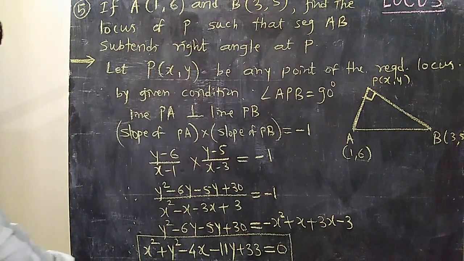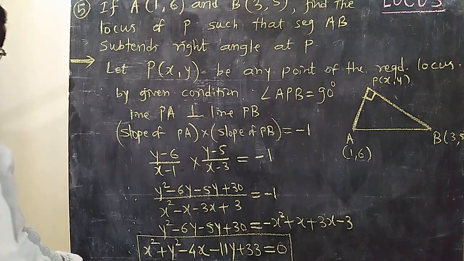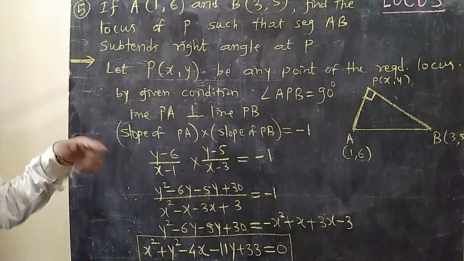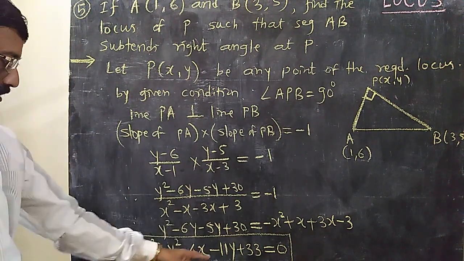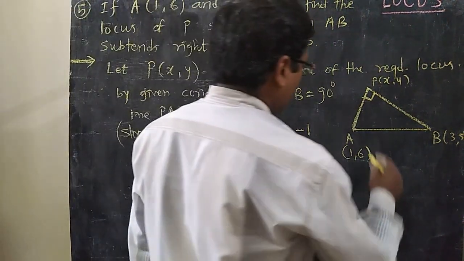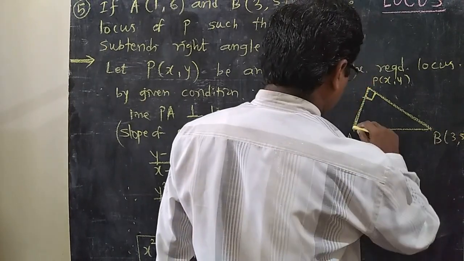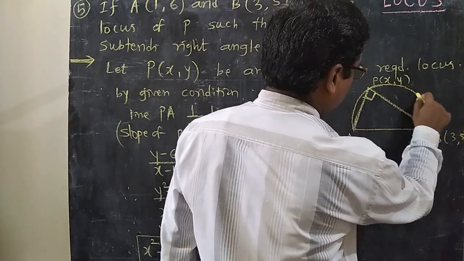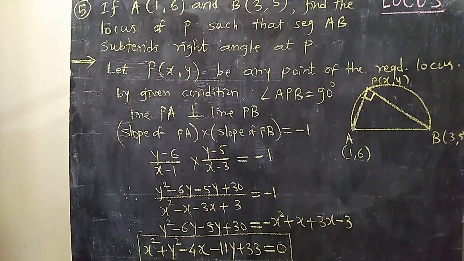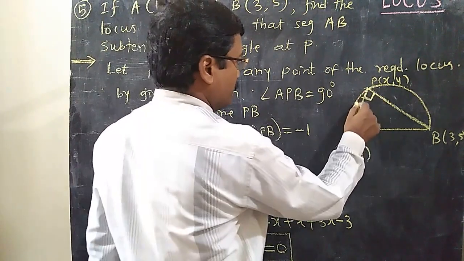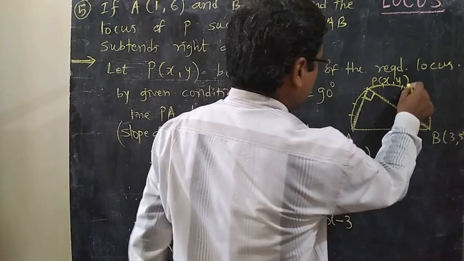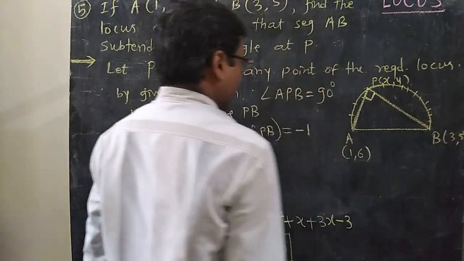Again, if you observe, this equation contains terms of x square, y square, x term, y term and constant. As in the previous example, we get the same terms, and if we get such terms, then that locus will be a circle. Obviously, we have learned that this segment is the diameter. This diameter subtends a right angle at any point of the circle or semicircle. So obviously, this P may be anywhere here. So we get the locus of such P's is nothing but the equation of a circle.